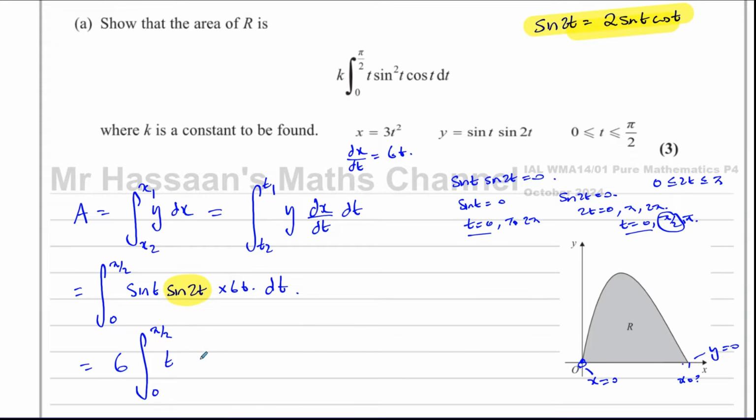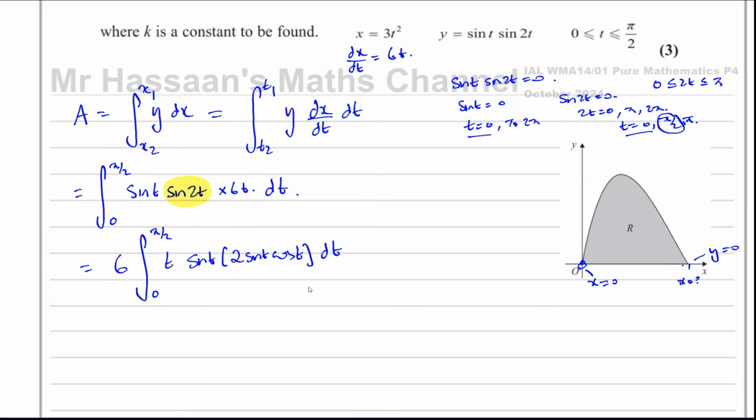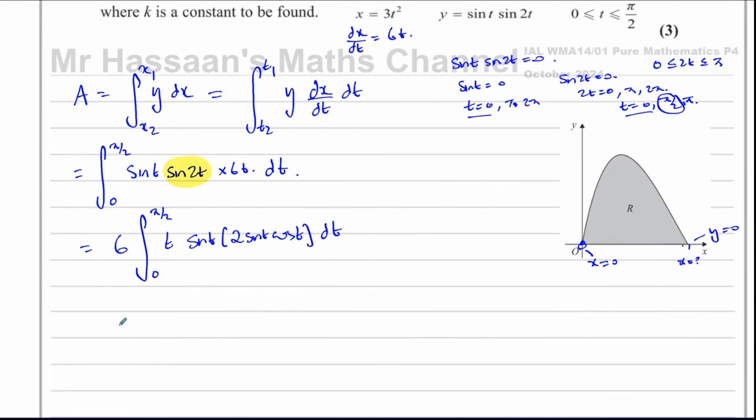So I can replace, or I should replace, the sine 2t with 2 sine t cosine t. So I have sine t times 2 sine t cosine t. Now I have everything in terms of single angles. So now I simply have to do the following.